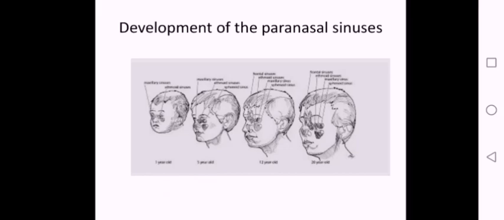Moving to the development of the paranasal sinuses, as we know we have the maxillary nasal sinus, the ethmoidal group of the paranasal sinuses, which are the anterior, middle, and posterior ethmoidal air sinuses, the frontal air sinus here, and the sphenoidal air sinus, which lies here below the sella turcica.